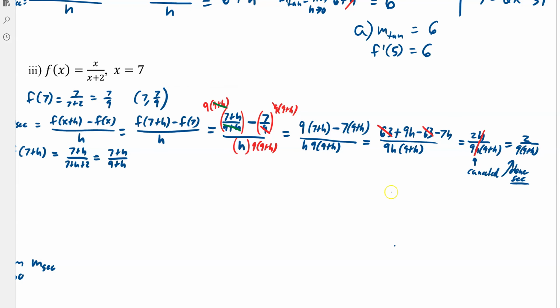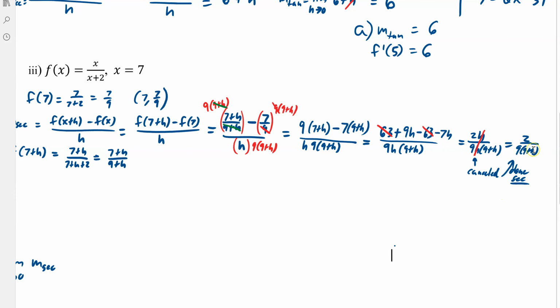So, we found the slope of the secant, 7 plus h. Rewrite it here. Multiply everything by our denominators, 9 and 9 plus h. They cancel. And then we do some distributing, and then those will cancel, leaving us with just h, and the h will cancel. So this will work every single time with rationals.